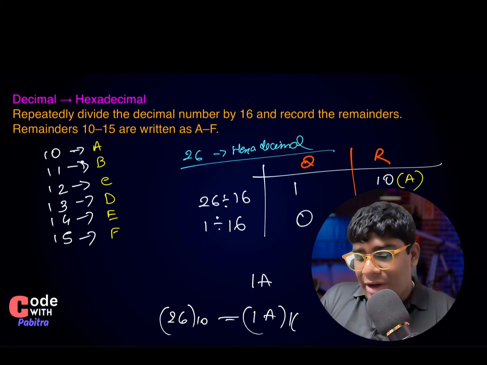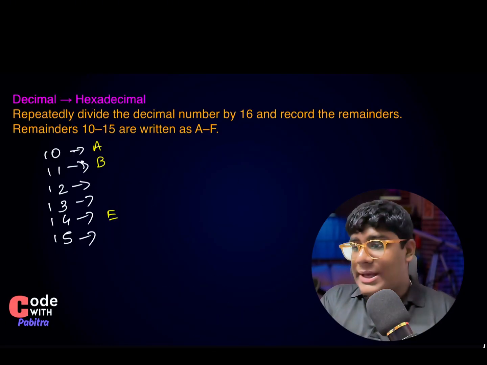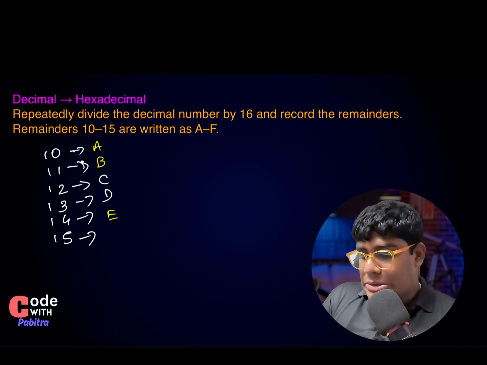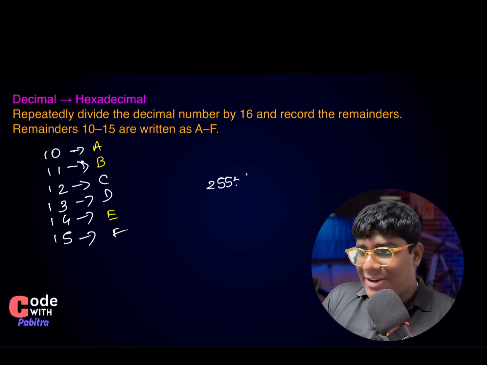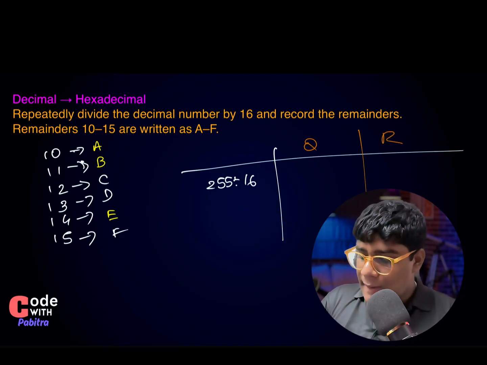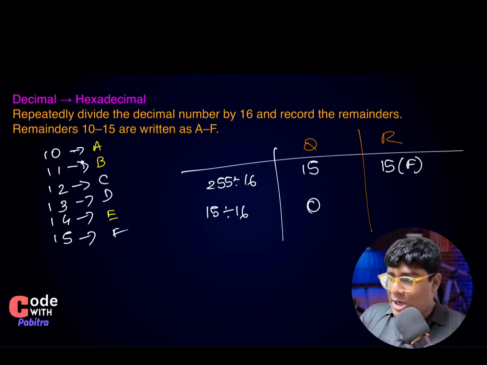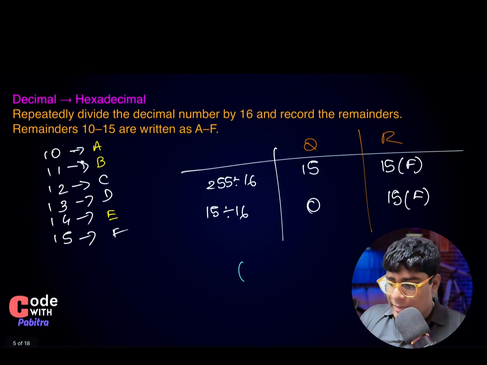To convert 255 to hexadecimal, we'll repeatedly divide it by 16. So divided by 16, the quotient will be 15 and the remainder is also 15, which means F. Now 15 divided by 16, the quotient is 0 and the remainder is 15, which is F. And now we should read from bottom to top. So our answer will be FF, and this is base 16.